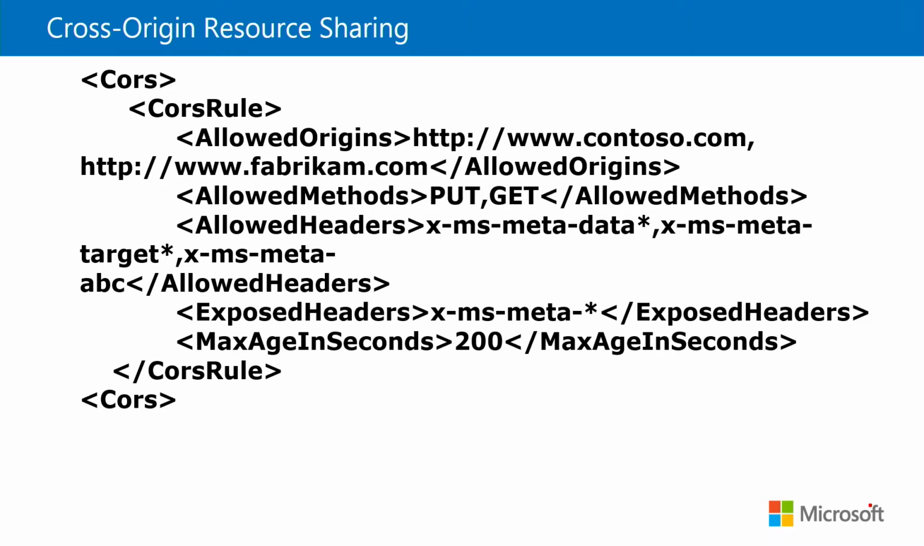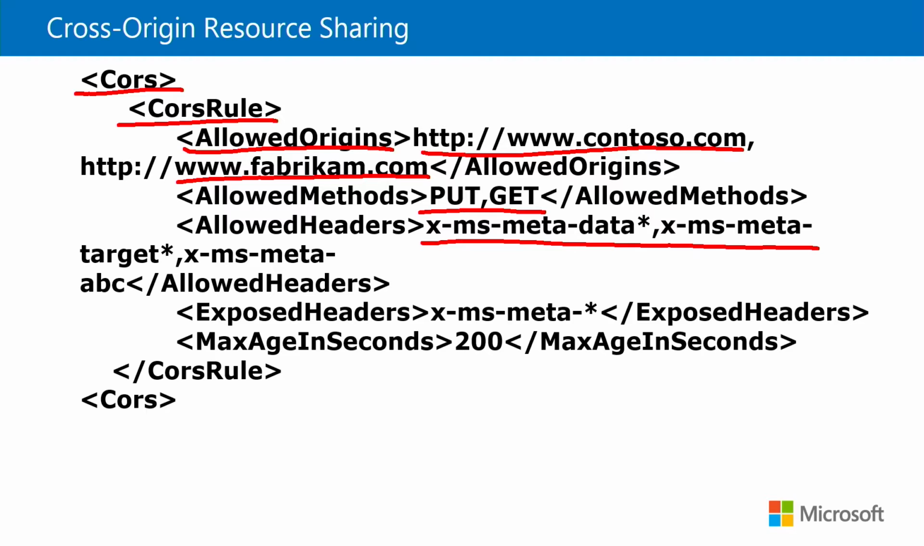You can see that I've got a CORS element, and I'm going to add this to the properties of my service. Within the CORS element, I've got a CORS rule. The CORS rule has what origins are allowed, and that's going to be comma separated. So this is going to allow from contoso.com and fabricam.com. What methods are we going to allow? PUT and GET. Additional headers: anything within this set of headers is going to be allowed. It's possibly going to expose these headers, and it's going to have a max age from the initial request of 200 seconds. So that's really what CORS does, or how it's implemented, at least within the Azure environment.